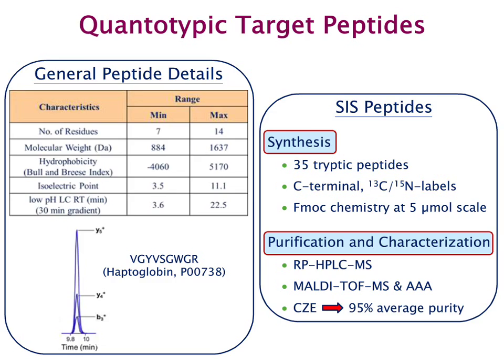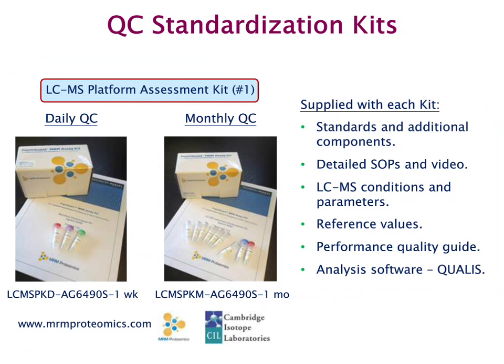An average of 95% purity was determined for the 35 cis peptides, and this information was incorporated into the calculations when determining the endogenous protein concentration level. The 35 target protein panel is commercially available as a kit from MRM Proteomics Incorporated. Included in the kit is the lyophilized balanced cis peptide mix to create the standard curves and a reference human plasma sample that is digested.